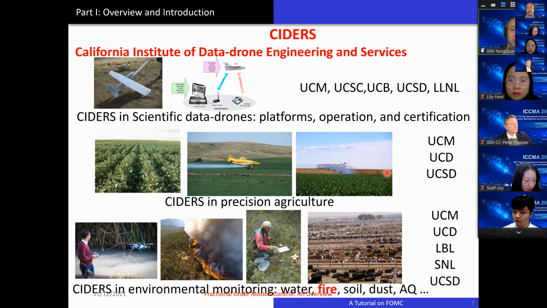So basically my lab is called a drone lab. A drone is a mechatronics device system, so there's nothing strange here. For drone applications, we do precision agriculture and environmental monitoring, such as water, fire, soil, dust, air quality, and so on and so forth. We're working with different partners.